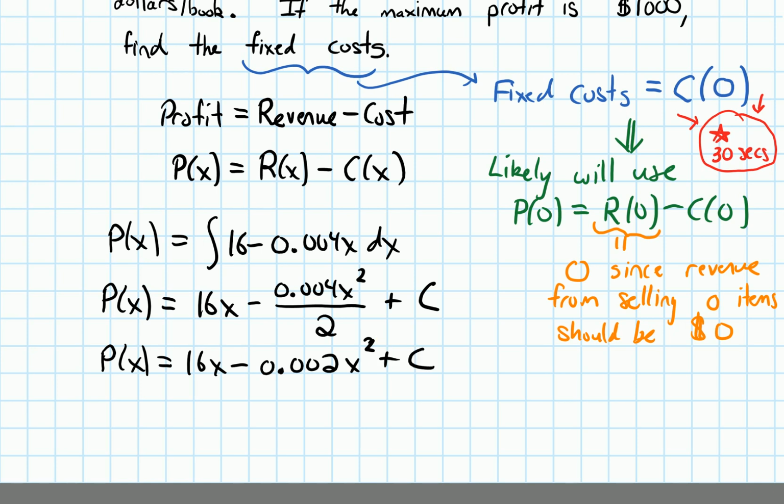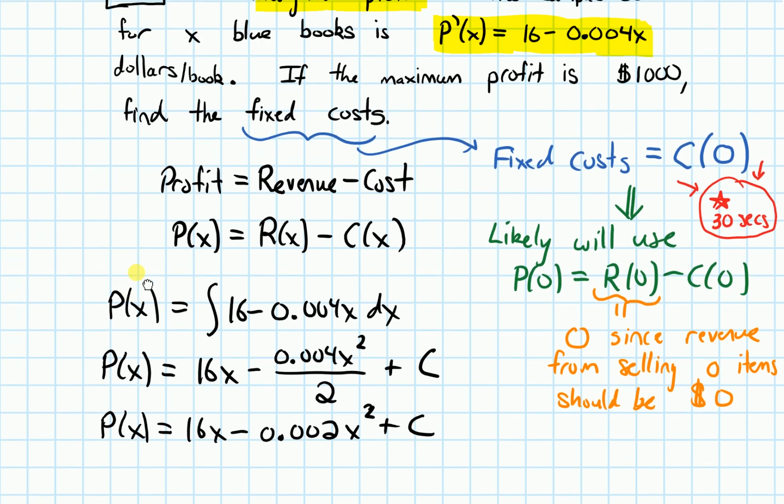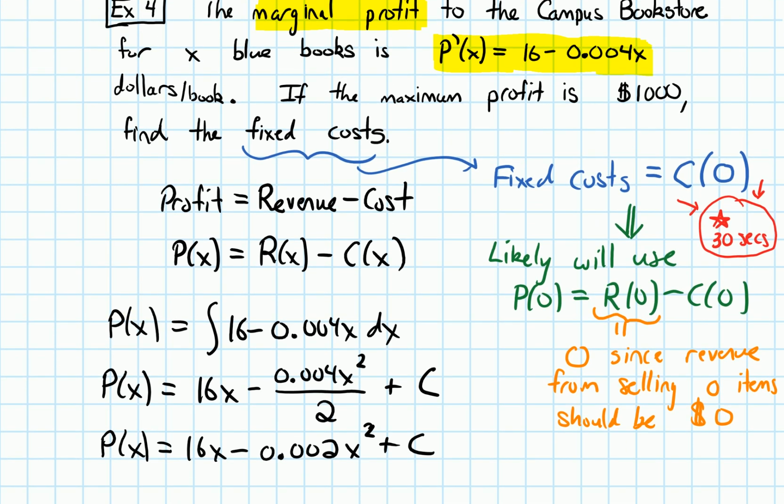All right, so I have the general form of my profit function. Next, I can use the fact that the problem tells me the max profit. It tells me the max profit is $1,000. So just like in the previous video, when we did an example involving the minimum value, this is talking about the maximum value of the profit. And to figure out where that occurs, we need to first find the critical numbers.